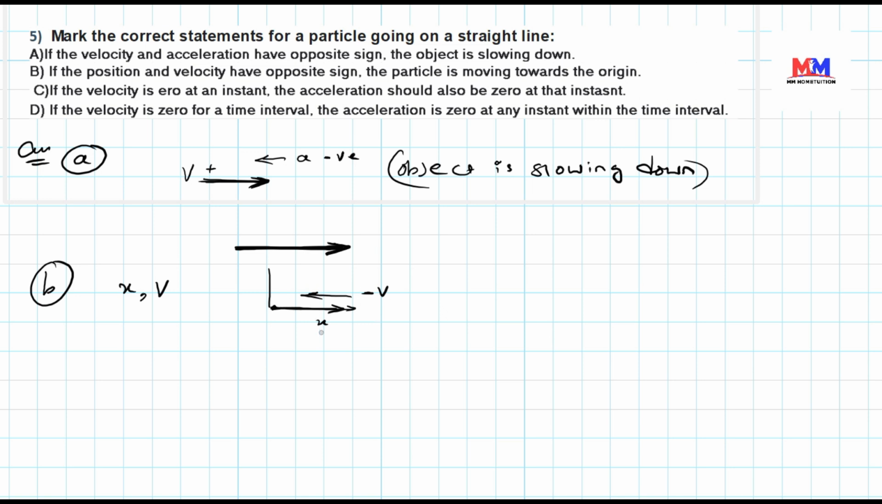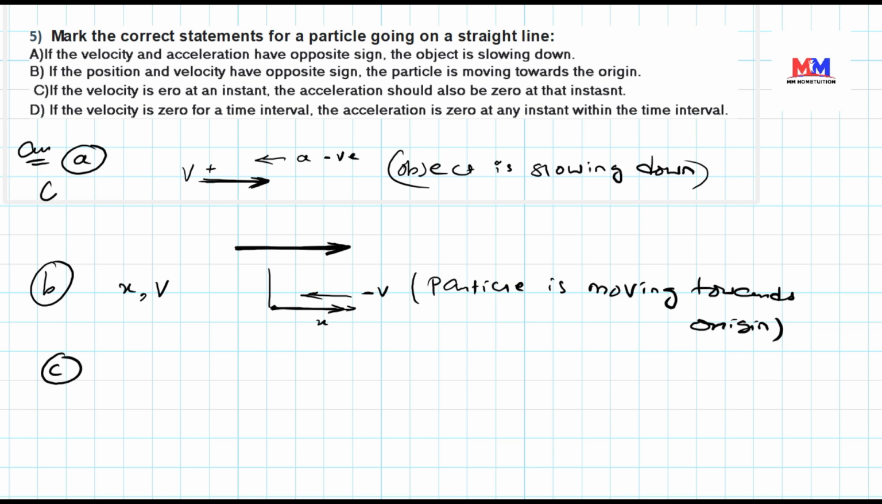The body is moving in this direction but velocity is negative. That means the particle is moving towards the origin. Yes, this is also correct. A is correct, B is correct.